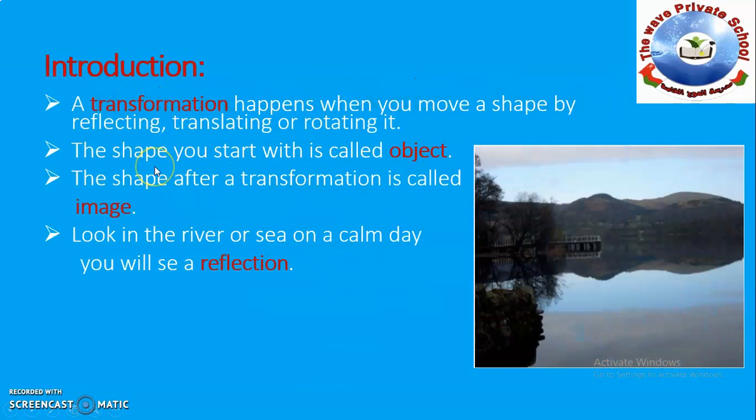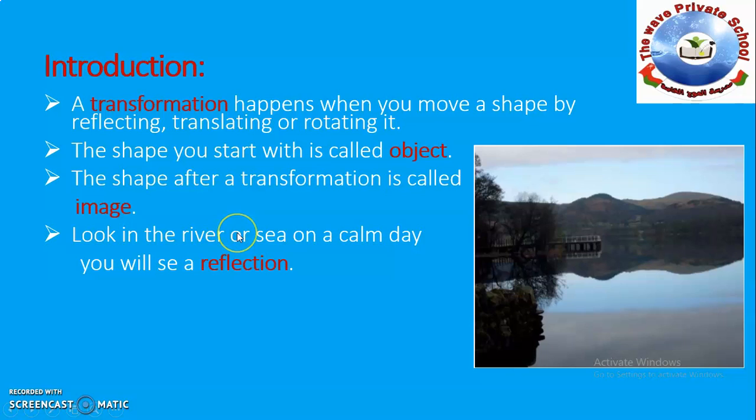First of all, we will see the introduction of this chapter. A transformation happens when you move a shape by reflecting, translating or rotating it. Now we will see the reflecting shapes. The shape you start with is called the object. The shape after a transformation is called an image.